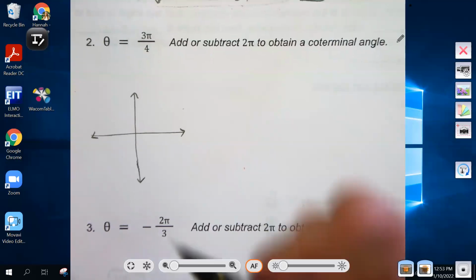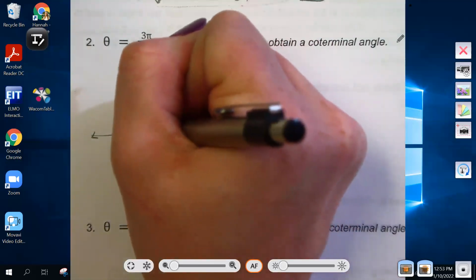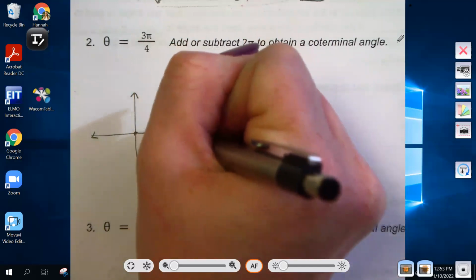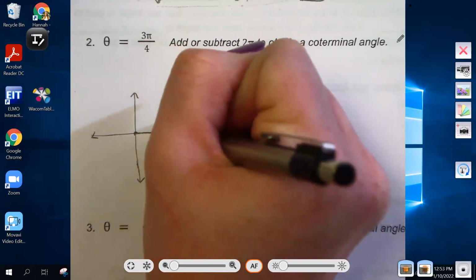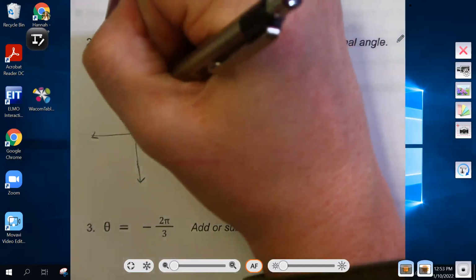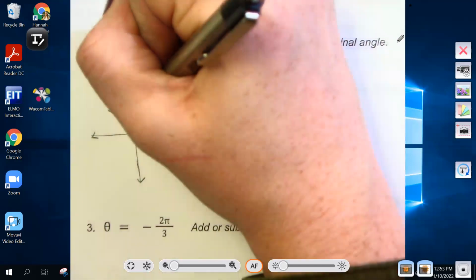Okay, 3 pi over 4, starting from our initial side in standard position. 3 pi over 4 is like over here.